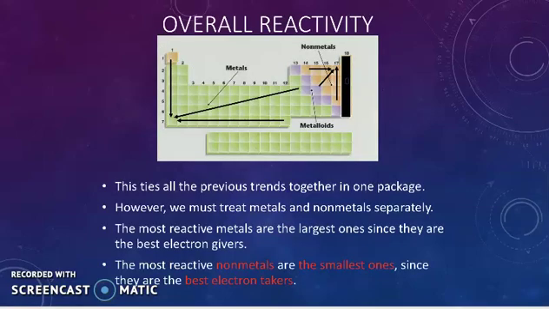So general overall reactivity ties all the previous trends together into one package. You can look at this picture. Our noble gases are blacked out because they're not reactive at all, except for krypton and xenon, just a little bit. The most reactive metals are the largest ones because they give away their electrons a lot easier. The most reactive nonmetals are your smaller ones because they take electrons a lot better. So you can see the most reactive metals are way down bottom left, and the most reactive nonmetals way up top right, not counting your noble gases. The overall reactivity just depends where they fit on these lines in those trends.